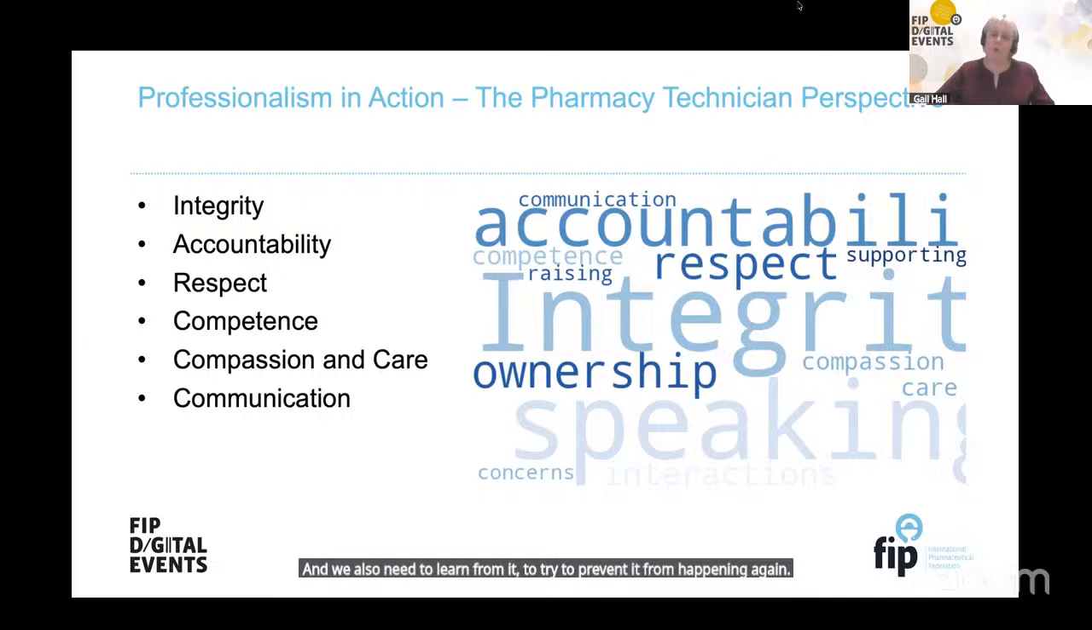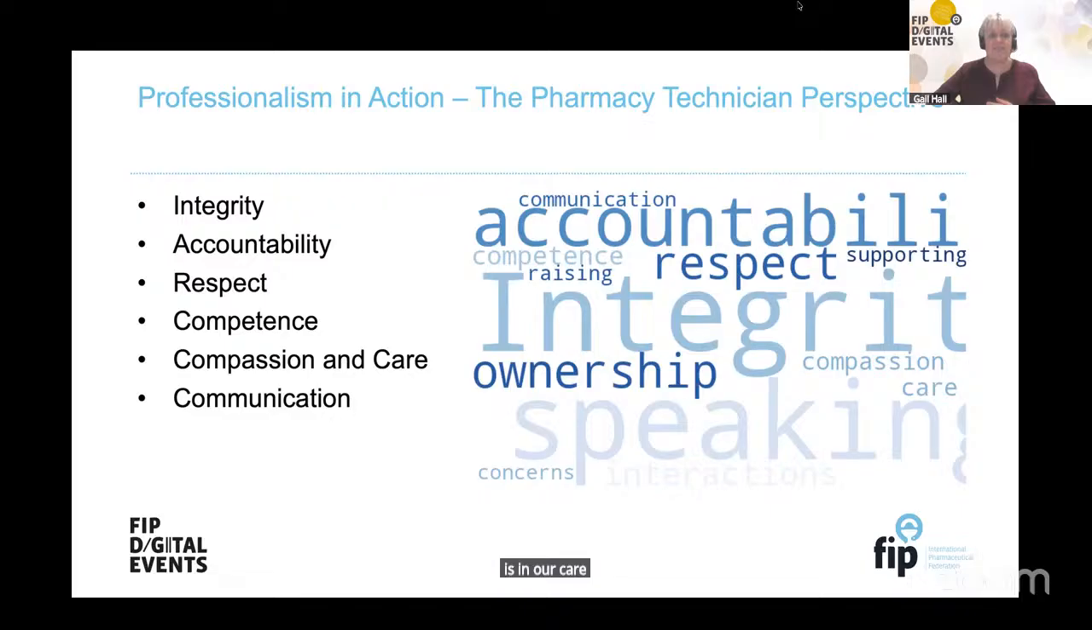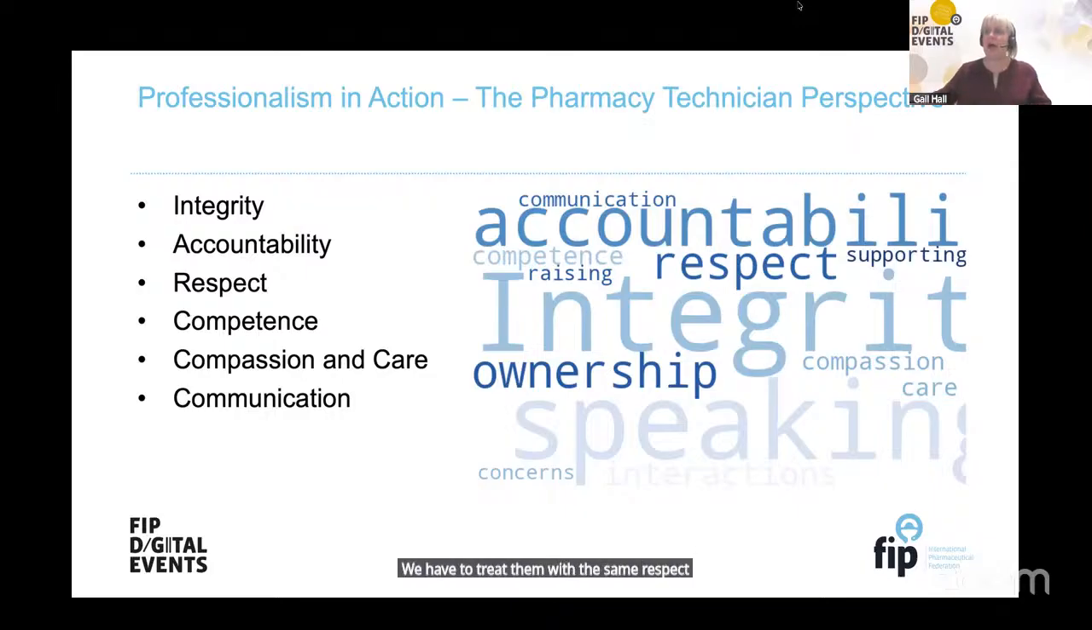Respect is shown in how we interact with patients and their carers, and also with our colleagues, especially when tensions are quite high and we're working in high-pressured work environments with lots of things going on. We need to have respect for every patient in our care. Even though it's 5 o'clock on a Friday and you should be going because you're going out, we have to treat them with the same respect and help them to solve their healthcare issue.